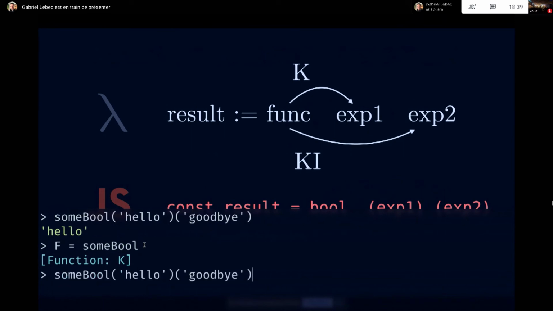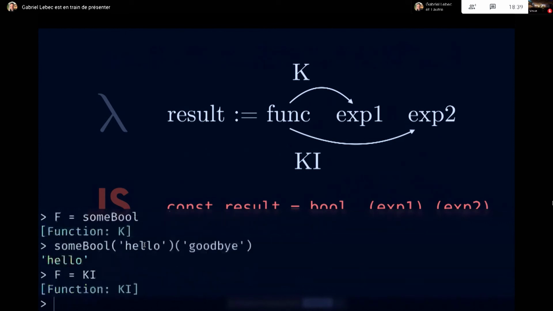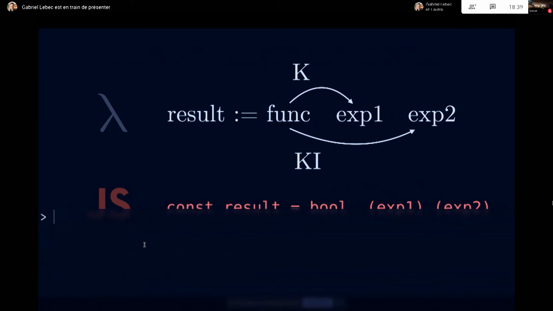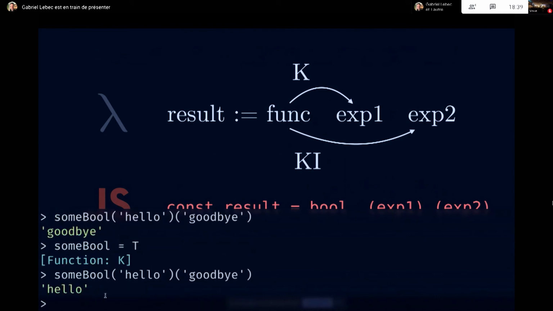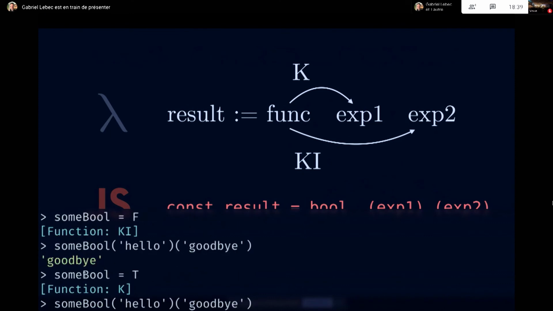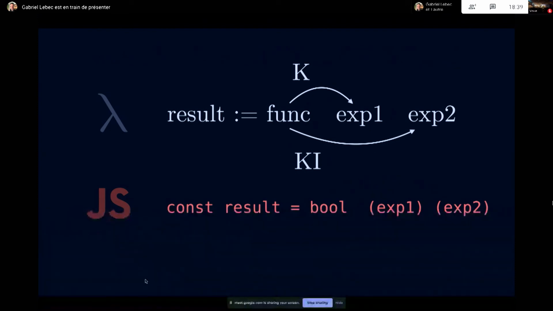And if some bool is false, it's going to give me back, oh, I messed up. Some bool equals false. False is kite. Try that again. So let's say some bool is false. So now that some bool is false, it gives me back goodbye. And if some bool was true, it gives me back hello. So depending on which one of these functions some bool is, if it's the true function, it selects the first thing. If it's the false function, it selects the second thing. So we can use it just like a ternary.